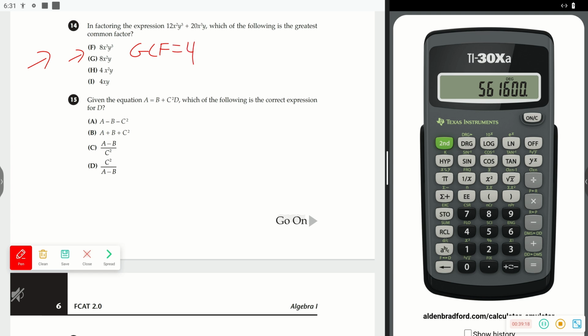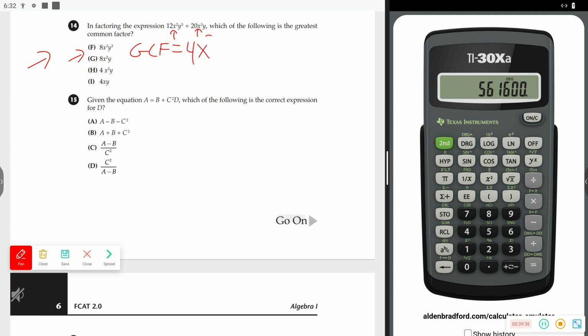And then for the variables, we have to pick the variables that are in common with both of them, or in common with all of the terms. In this case, there's only 2 terms, and it has the lowest exponent. So in this case, they both have an x here, and the x that has the lowest exponent is x to the 2.